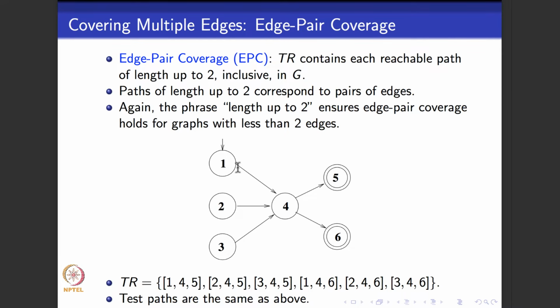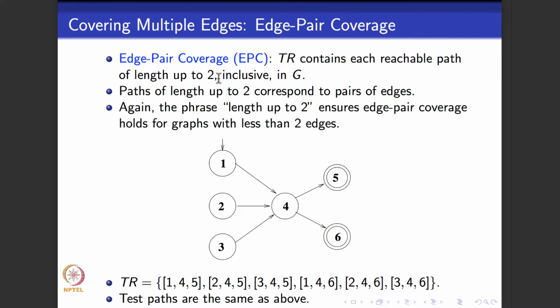I can't write anything shorter. Now, why do I need paths of length up to 2? The same reason we said when we do edge coverage, even though an edge is a path of length 1, we changed it to paths of length up to 1, because we wanted edge coverage to subsume node coverage. For the same reason, we want edge pair coverage to subsume node coverage and edge coverage. So we insist that the TR contains all paths of length up to 2.